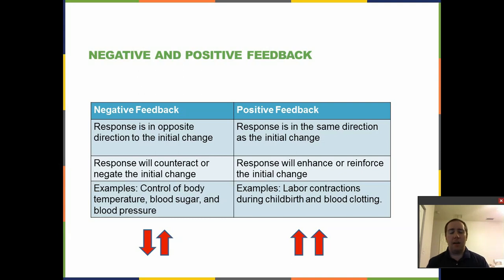These are labor contractions, and we'll see that on, I think, the next slide, and blood clotting. With blood clotting, when we injure ourselves, we get a small blood clot that happens because it's exposed to the air. That small blood clot causes essentially a chain reaction, which then leads to a large blood clot, which stops our bleeding. We need a positive feedback loop there because we need it to happen very, very quickly. If we don't stop that bleeding quickly, we're going to die, right? And if we die, there's no purpose in any of this.